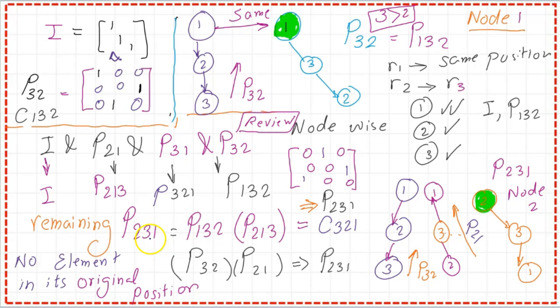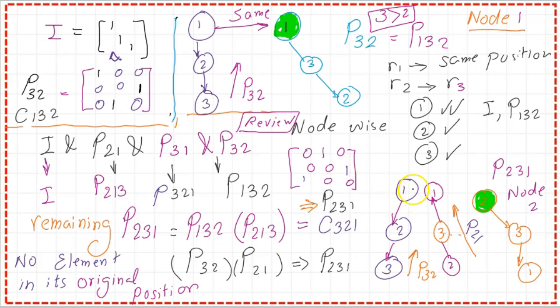Remaining: P231. P231 can be expressed as a multiplication of P132 by P213, or as IJ expression, P132, as we said, is P32, and P213 is P21. So in order to get the expression of 231, we are going to make two operations. Let us find out what these two operations are.